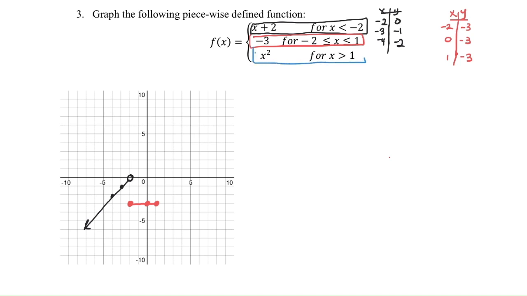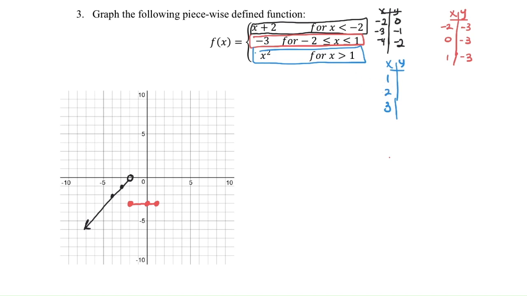Now this bottom piece, if we did a table of values for that, it says we need to choose x values that are greater than 1. Not greater than or equal to 1, but greater than 1. But again, we always want to include that boundary number in the table of values, and that's just going to be an open circle there. And then anything greater than that, so 2, 3, and so on. Plug in those values here.